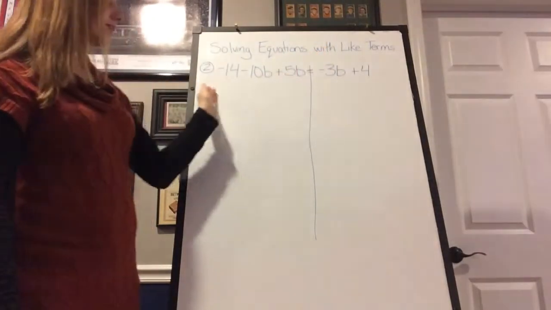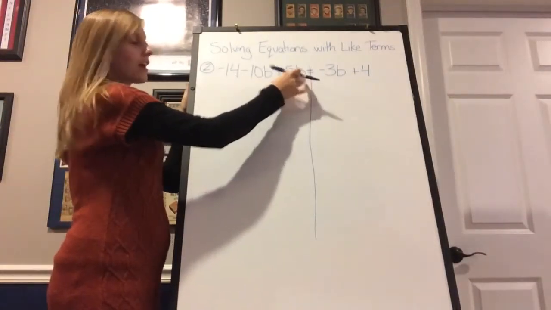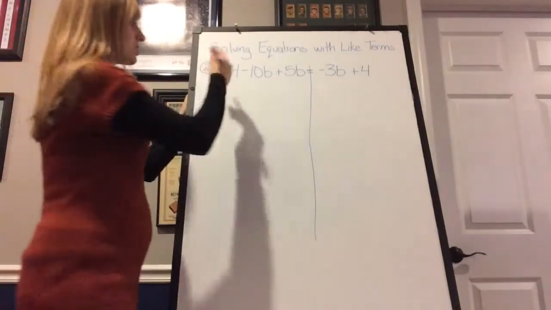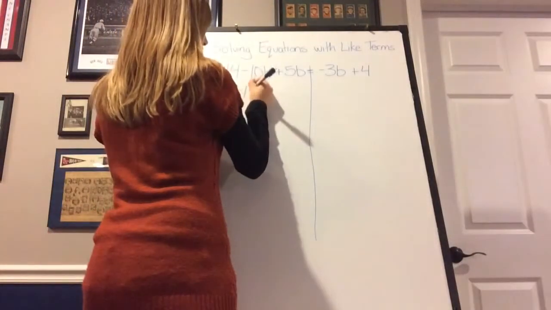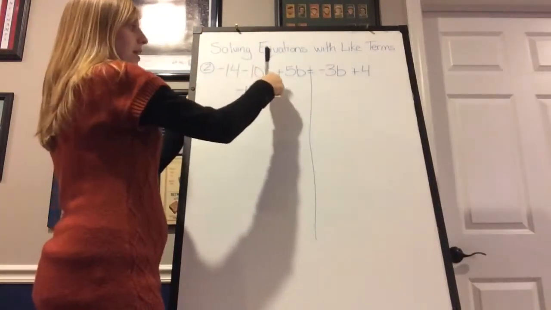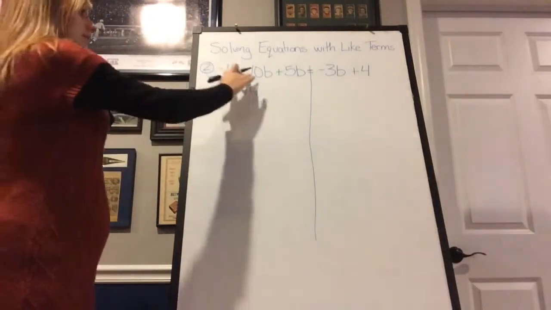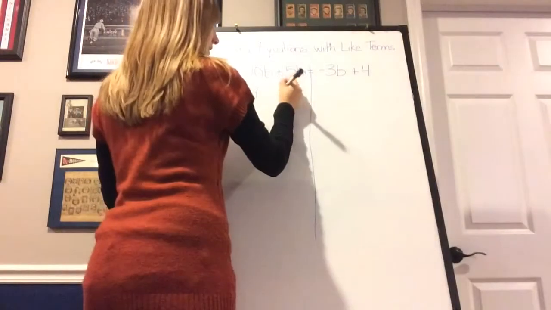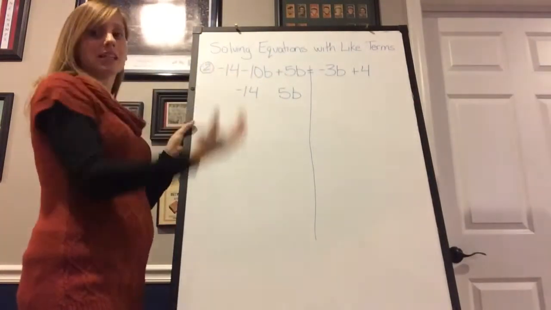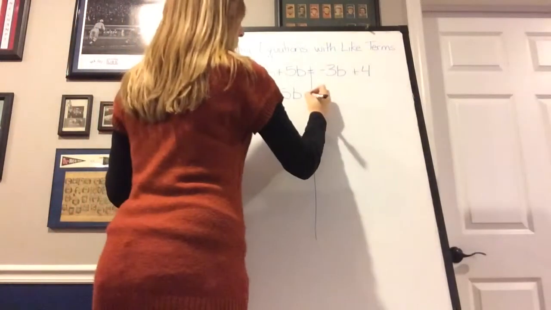Okay, so looking at the left-hand side, we have two like terms, the negative 10b and the 5b. The negative 14 is not a like term because it doesn't have the b. So that will just stay the same, negative 14. But these two I can combine, negative 10, positive 5. The signs are different, so I'm going to subtract, and 10 minus 5 is 5. Don't forget our b. Keep the sign of the bigger number. The 10 is bigger, so this should be negative 5b equals.